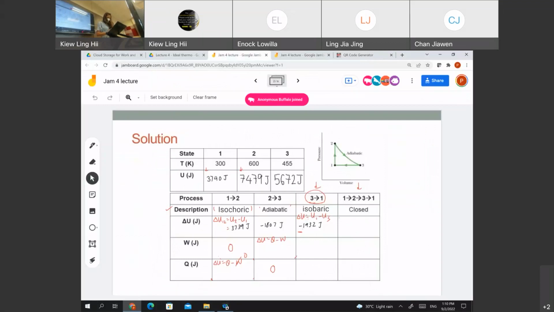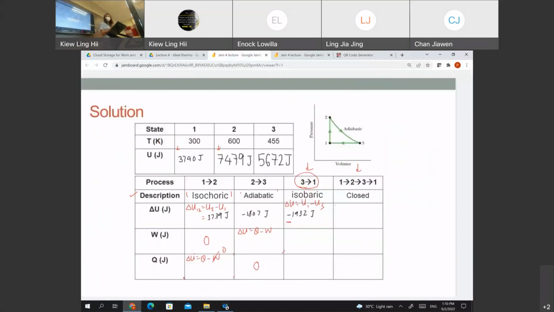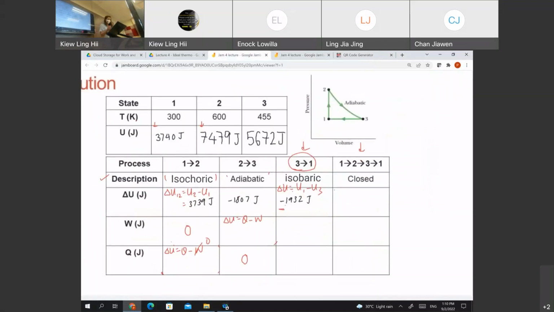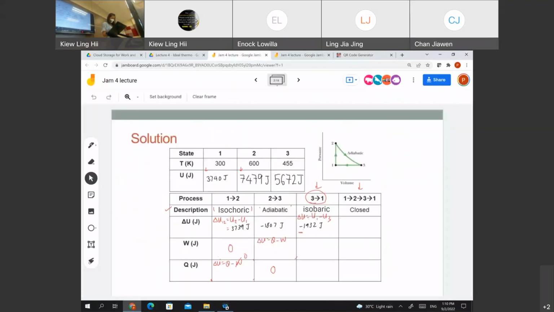So now this is where we stopped yesterday, right? We have already found our review. So just recall, how do we look for the values of internal energy? U equals 3/2 nRT. So if it is 1, then T is equal to T1, which is 300. If it is 2, then your T has to be T2, which is 600, yeah?